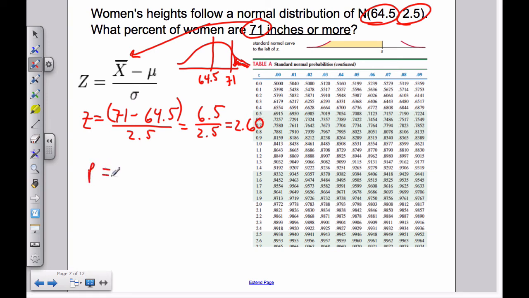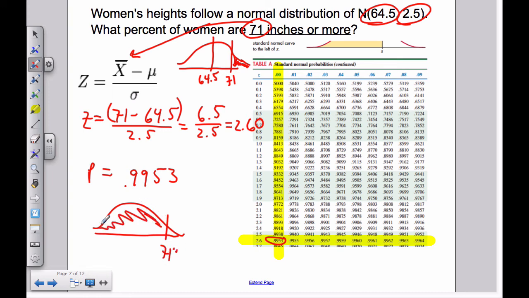Therefore, my probability is going to be what? We need to look this up. I go to the positive side of the table, not the negative, which was the last one. And here's the 2.6 row. And then I've got 0 in the hundredth spot, so I follow this down, and where those two numbers intersect, this 0.9953, that's my probability. However, that 0.9953 represents 71 inches or less. Remember, this table always finds from here on down.